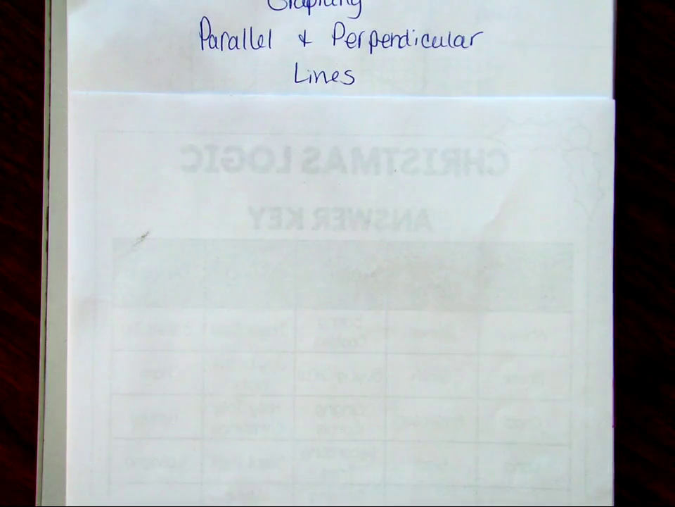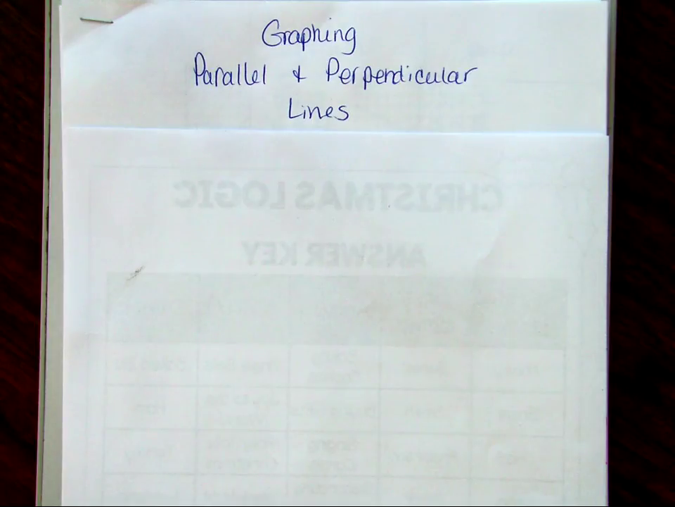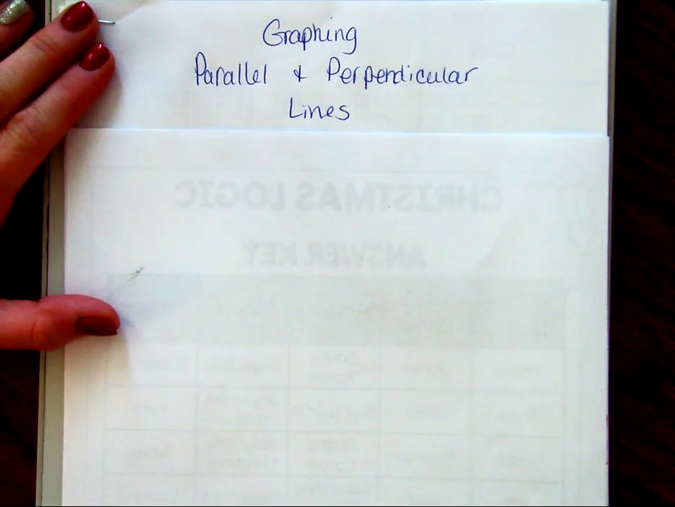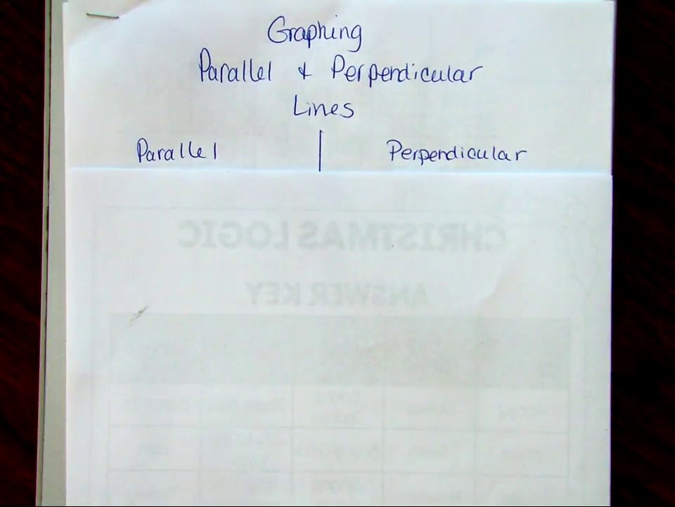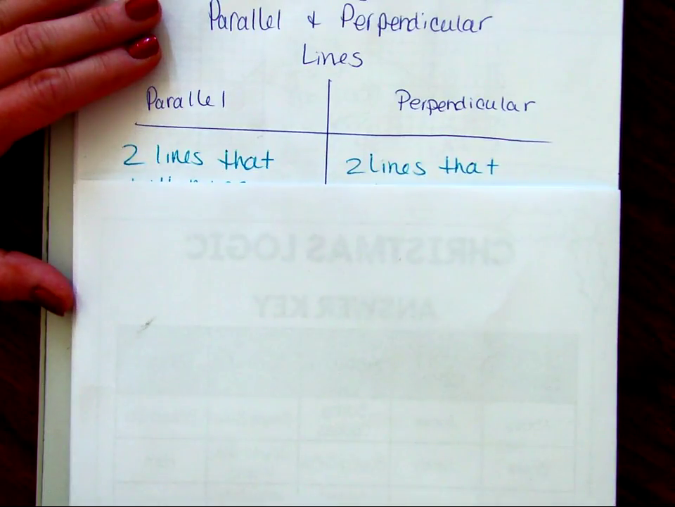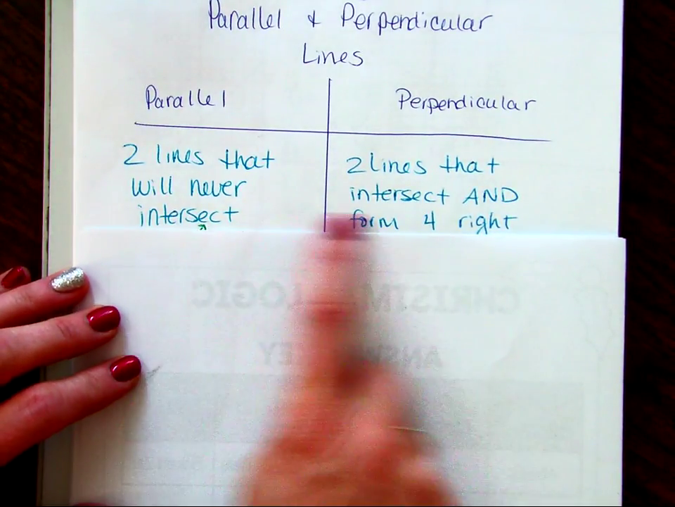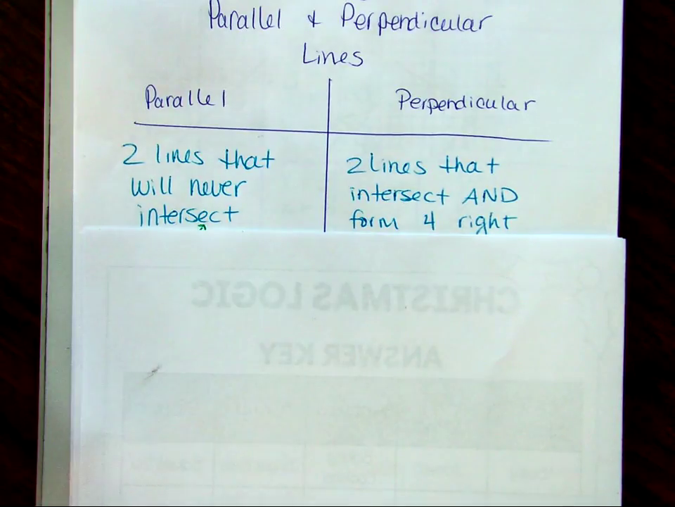So to continue on with parallel and perpendicular lines, we're going to continue on with what we talked about yesterday. Yesterday we talked about graphing parallel and perpendicular, but before we did that, we really had to talk about what parallel and perpendicular mean. If there was anybody out there that was absent, a quick little review: we determined that parallel lines are two lines that will never intersect, but perpendicular ones will intersect.